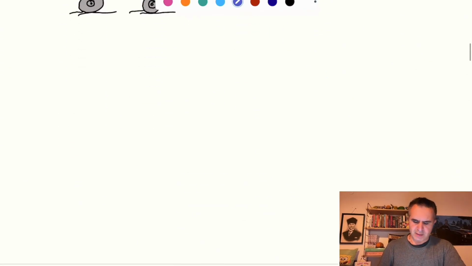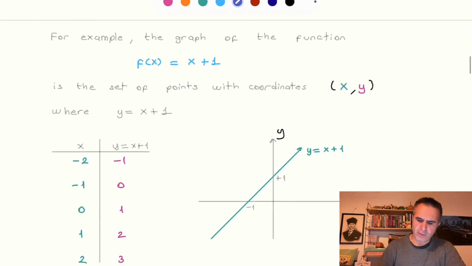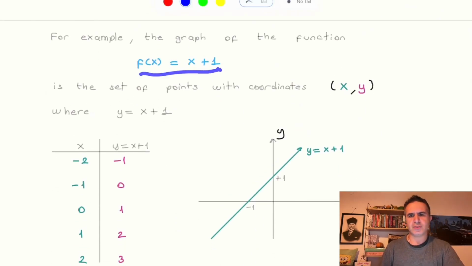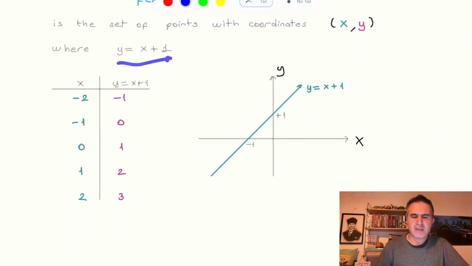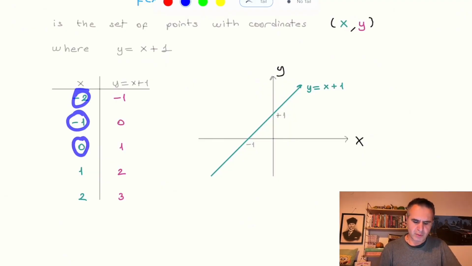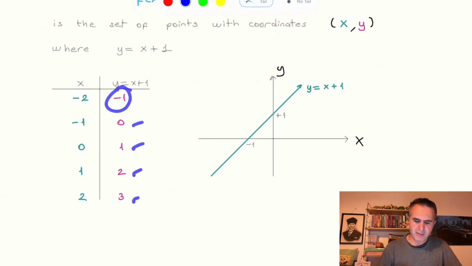For the graphs, for example, the graph of the function f of x equals x plus 1 is the set of points with coordinates x and y, where y is equal to x plus 1. If y is equal to x plus 1, for the values of x, such as -2, -1, 0, 1, and 2, y takes the values -1, 0, 1, 2, and 3.